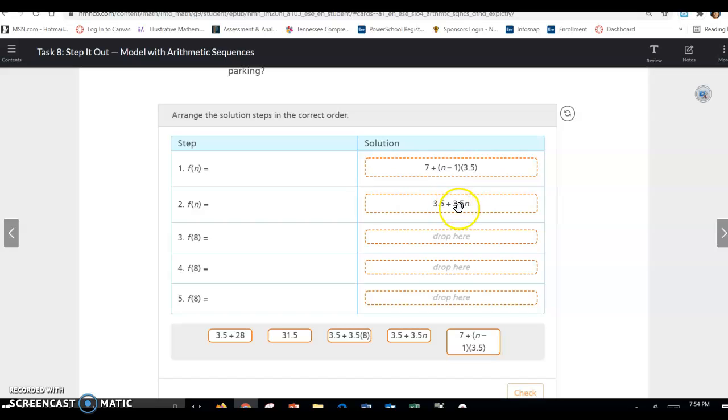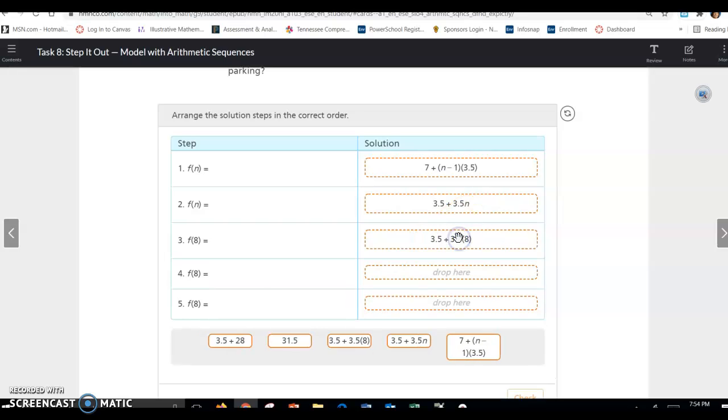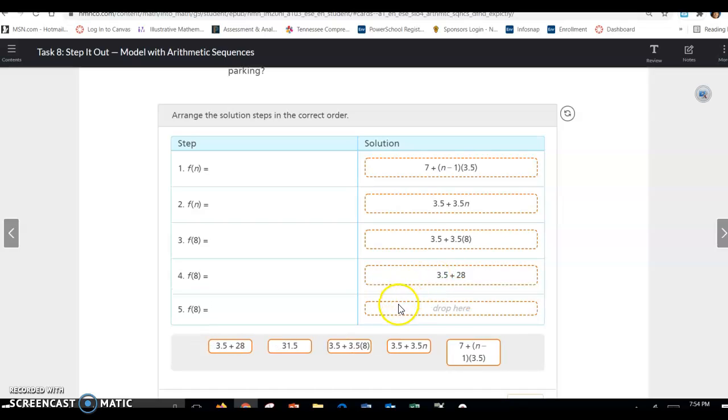Then what we're going to do is plug in 8 because we want to know after 8 hours how much it costs. So we're just going to simply replace N with 8. And then let's do distributive property. So we can multiply these two together and get 28. And then if I add 3.5 and 28, I get 31.50.